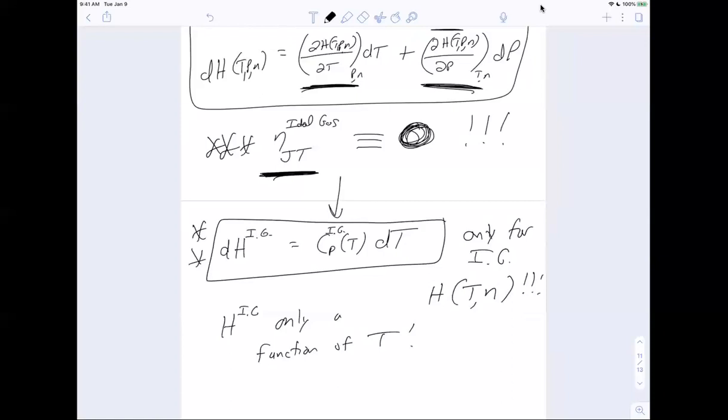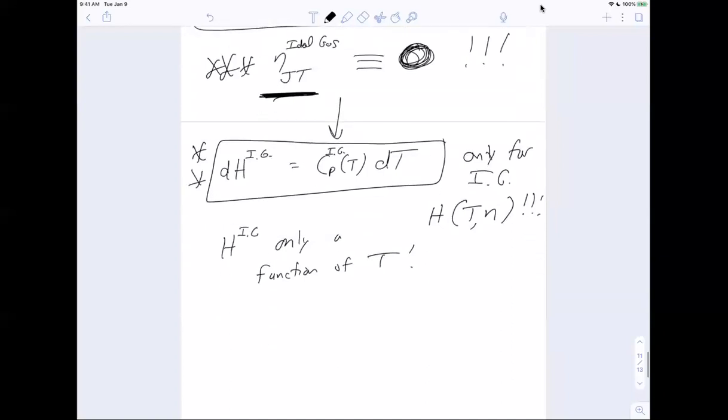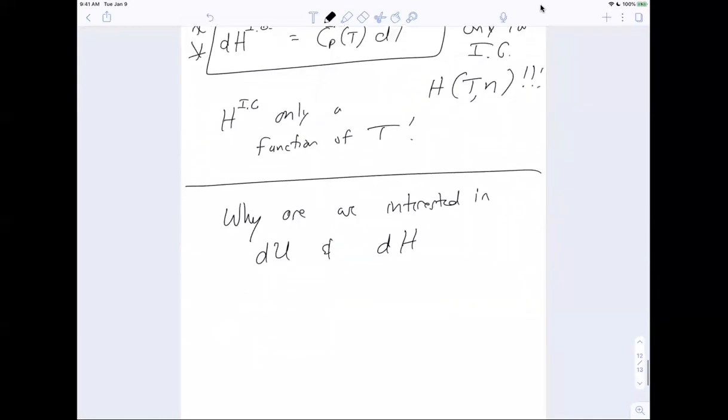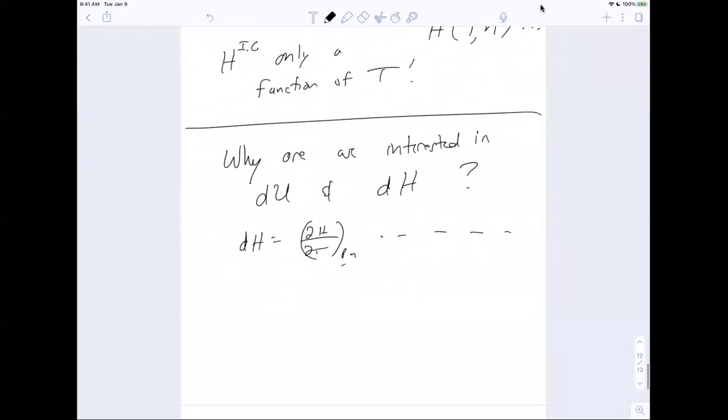Any questions or comments? Okay, one final thing. Give me a couple more minutes. Some of you may be asking, why are we interested in dU and dH? Why do I even care? Why did I take the time to write dH is equal to this partial with respect to T, and so on and so forth? Why do I care? So this is the big picture.